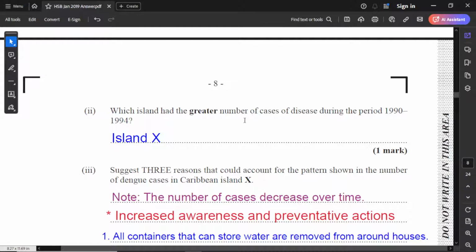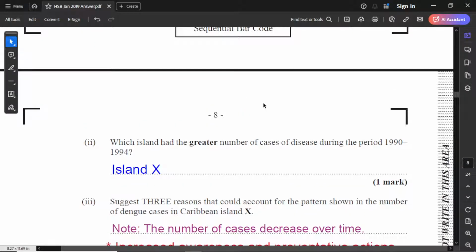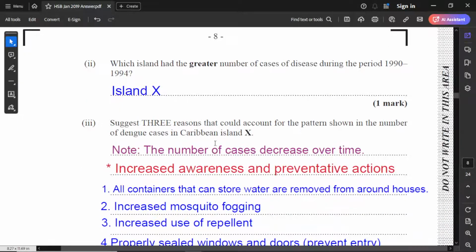All right, and so part 2 is which island had the greater number of cases of diseases during the period of 1990 to 1994. And if you add all the cases, you realize that island X will have the greater number of cases for that entire period. All right, so just right here, they're asking to add up all the numbers, really. All right, and part 3 is to suggest 3 reasons that could account for the pattern shown in the number of dengue cases in Caribbean island X.